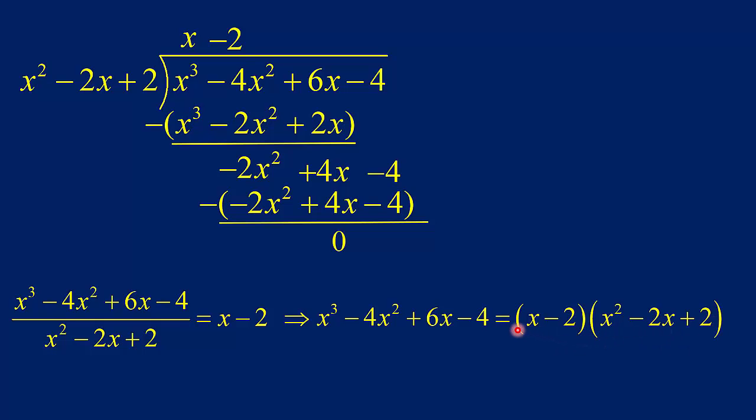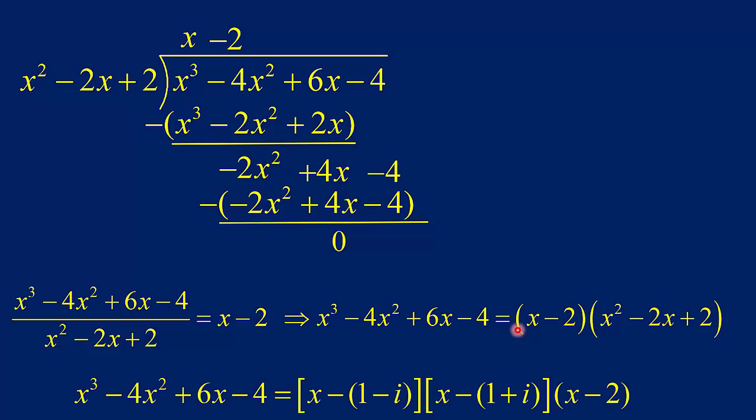Okay? So now, just to rewrite this, to put it back like it was, this x squared minus 2x plus 2, that's this right here. So you can immediately see what the roots are. The roots are 1 minus i, 1 plus i, and 2. See? So the factors, x minus a root. If you have a root, x minus that is the factor.